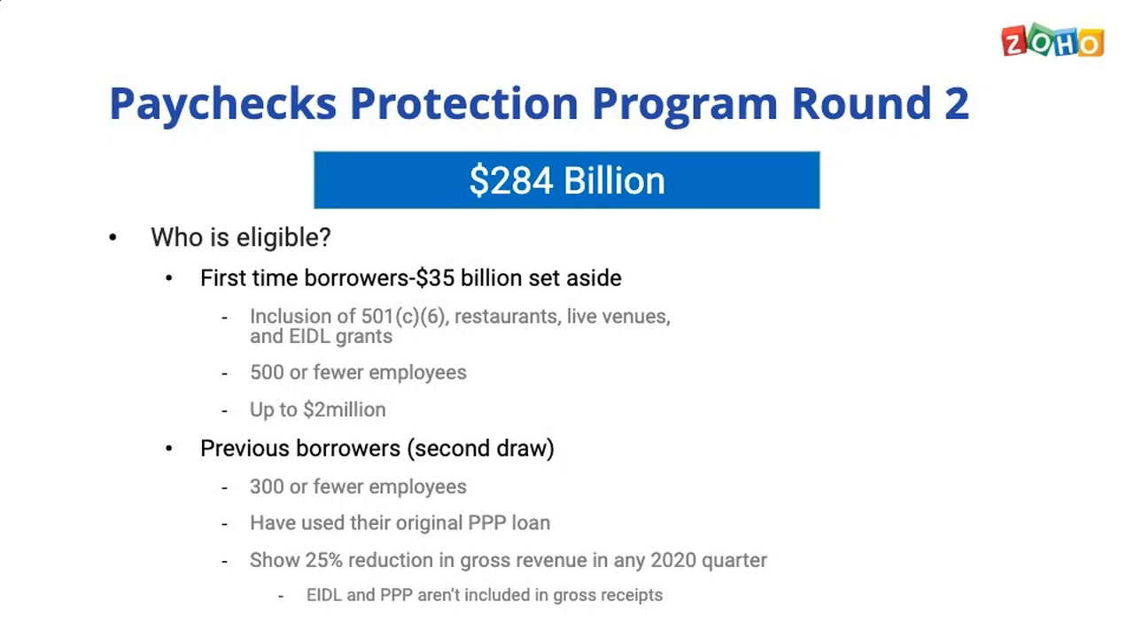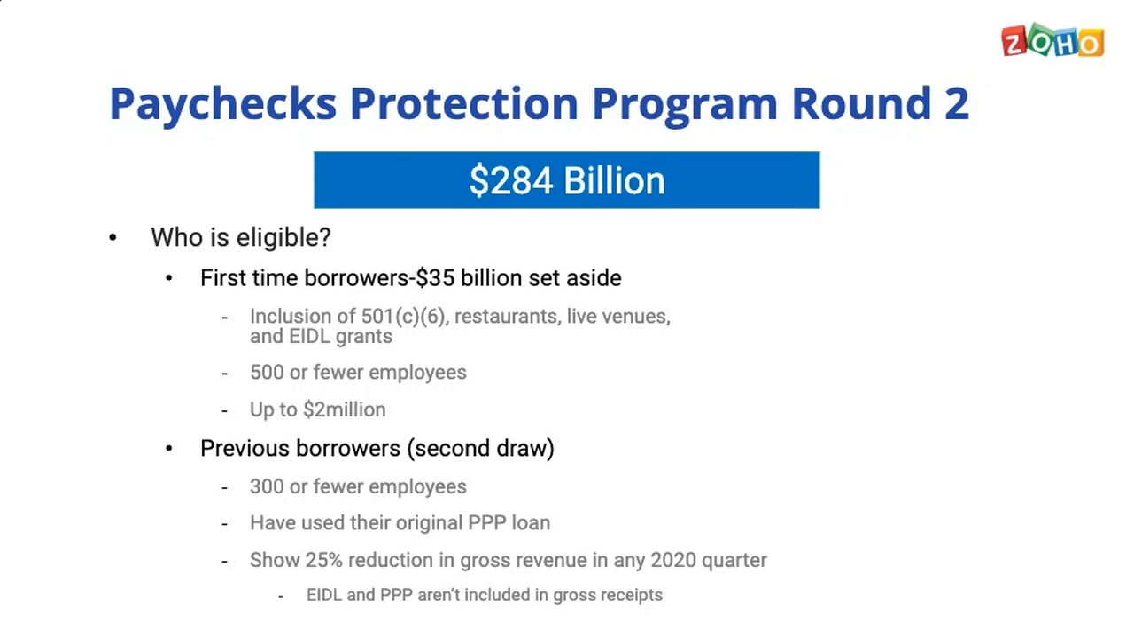With the first-time borrowers, you need to have 500 or fewer employees, and the loan is up to $2 million. Compared to the first PPP, which was $10 million, they reduced it to $2 million. I don't really know the reasoning, but I think it's because the businesses that are struggling now are more of the smaller businesses.